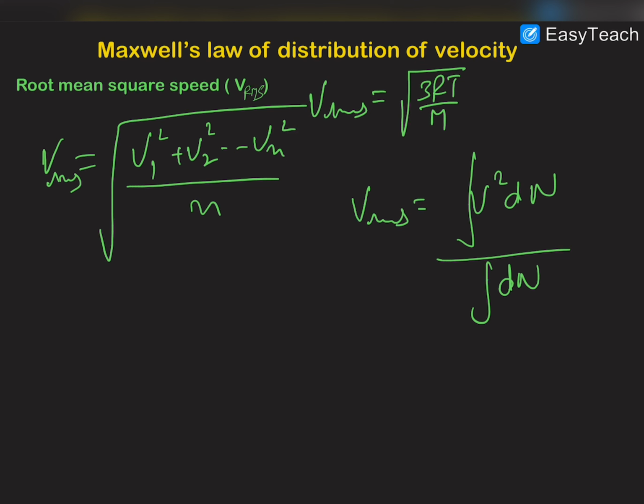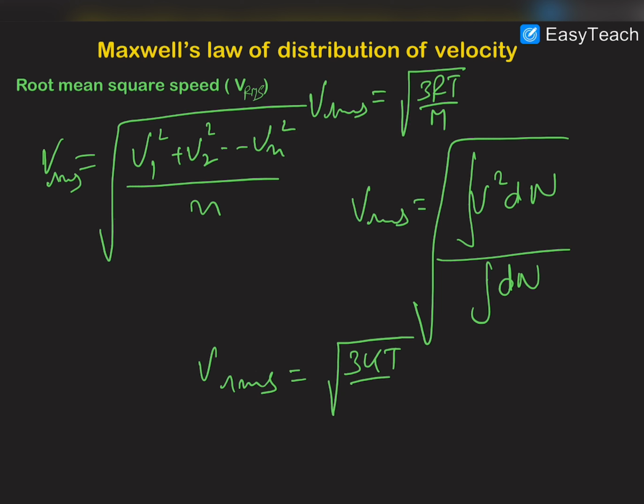This is the square and mean, and then we have to put a root on it. So V average, by using that function you can find out the V average. In fact, this is RMS. So V RMS would be under root 3kT by m.